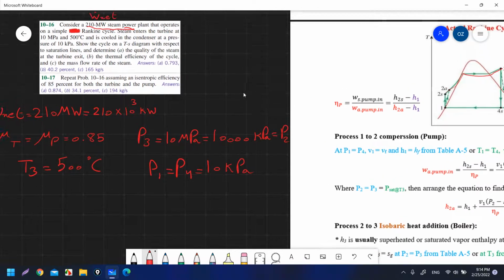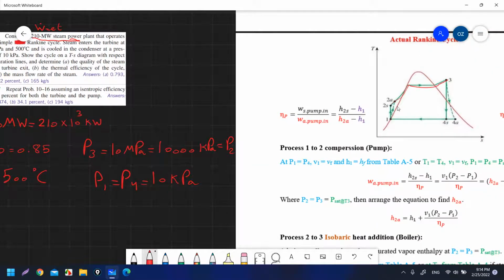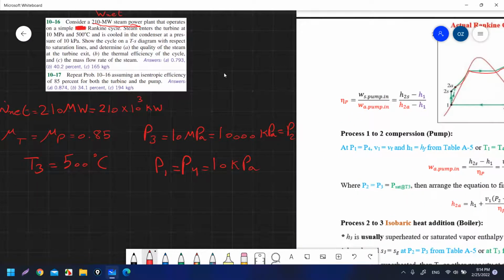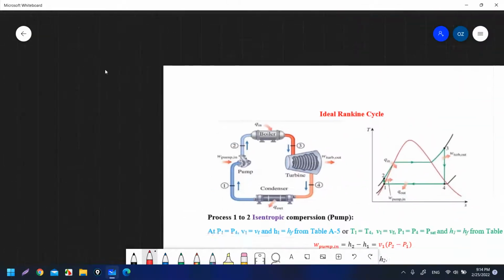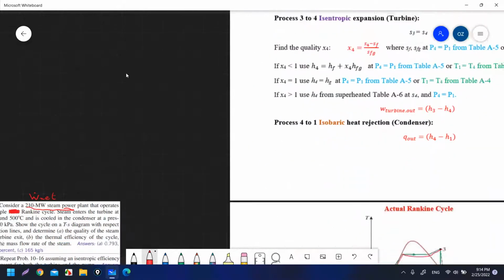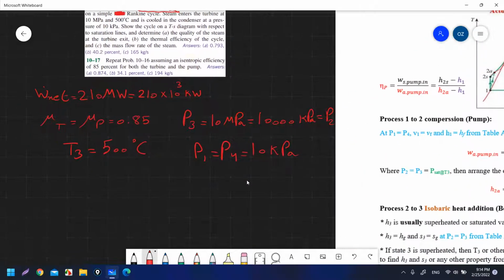Show the cycle on a TS diagram with respect to the saturation lines. As you can see here, that is the TS diagram, and the red lines, this dome, is the saturation lines. That is the TS diagram for the actual Rankine cycle. And determine the quality of the steam at the turbine exit. We said the turbine is between 3 and 4, so the turbine exit is at state 4. So the quality at state 4.